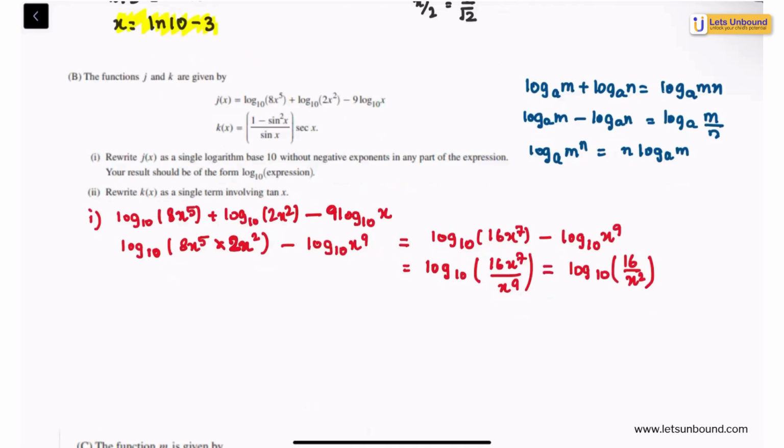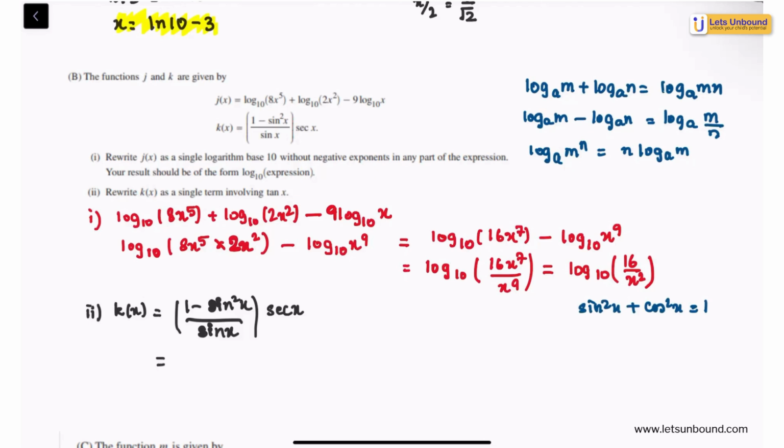Now looking at the second part, it says rewrite k(x) as a single term involving tan x. So my expression has to be in tan x. For now, k(x) is (1 minus sin^2 x) divided by sin x, into sec x. Now I have the property of trigonometric functions, sin^2 x plus cos^2 x equal to 1. Using that identity, I can replace 1 minus sin^2 x with cos^2 x over sin x, into sec x.